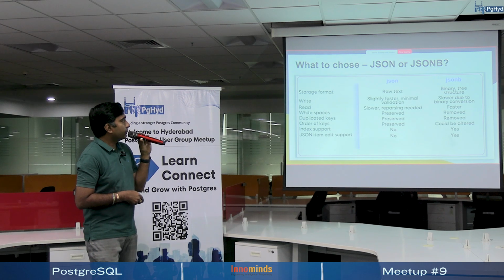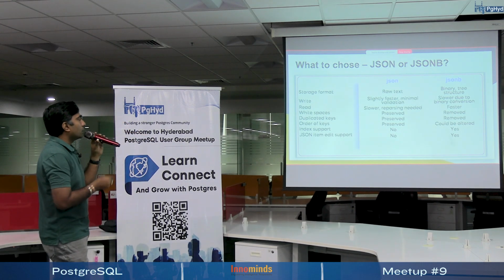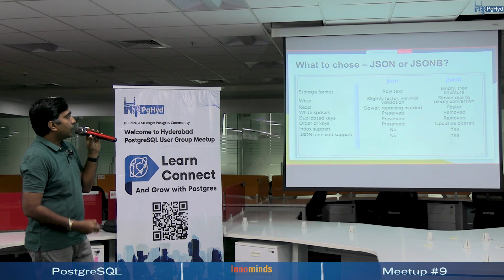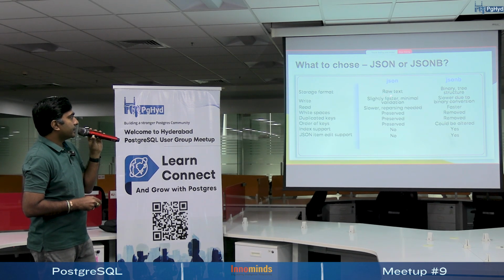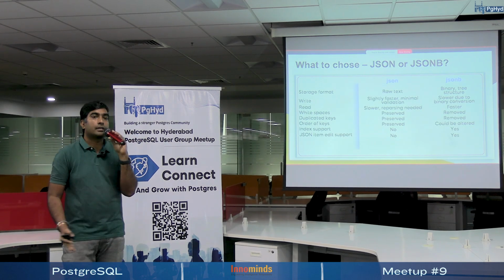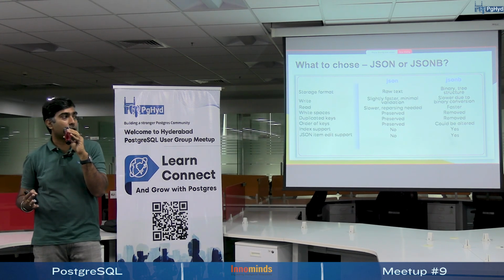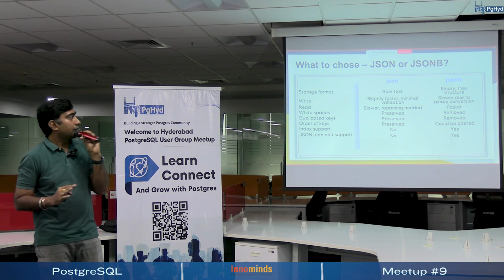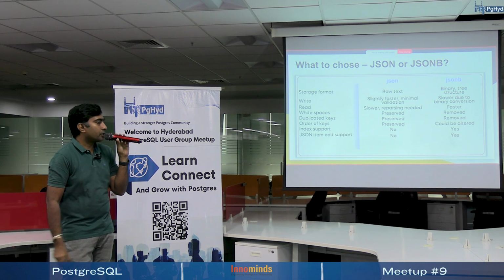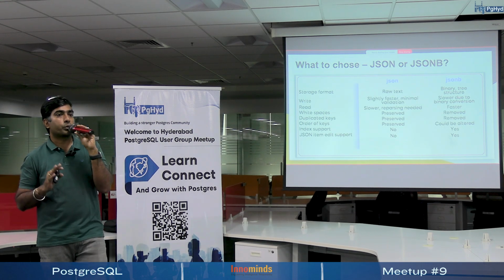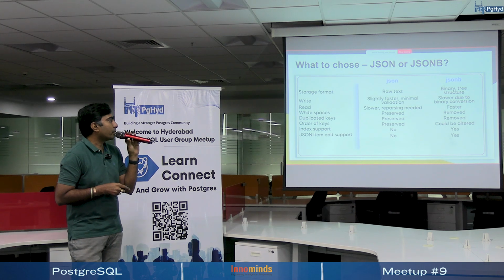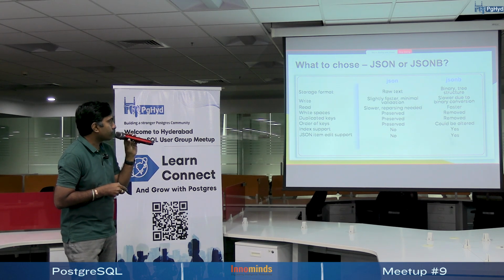Okay, here on a high level, the parameters that you can consider for JSON versus JSONB. As we discussed, JSON is stored as raw text, which means it carries forward the white spaces and line feeds. With JSONB, when we push the data into the column, it converts into the binary format and stores it in its tree structure.